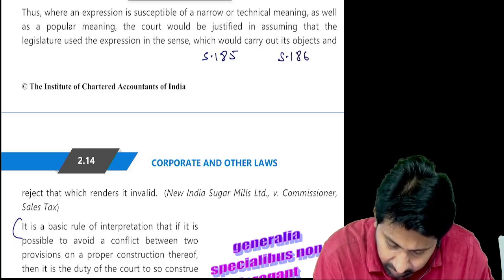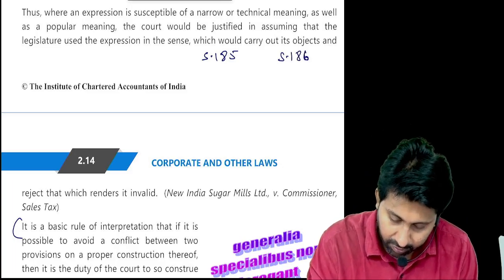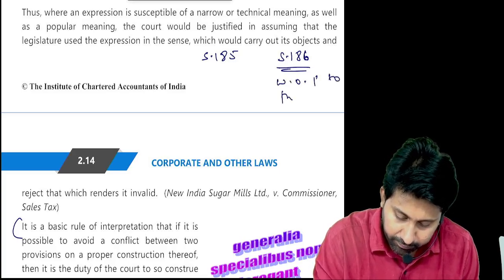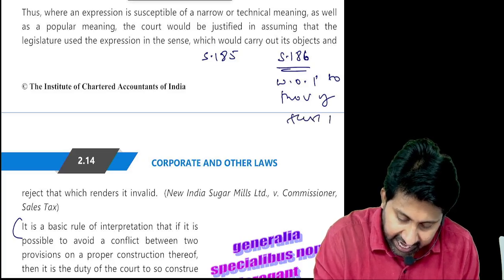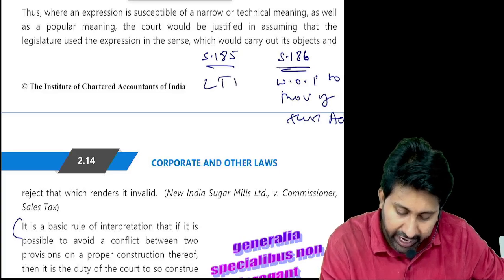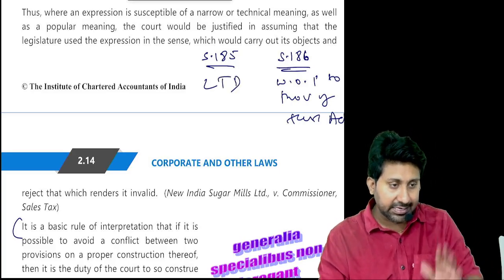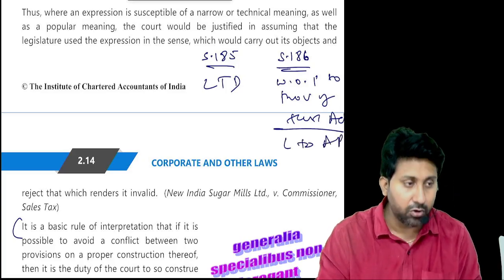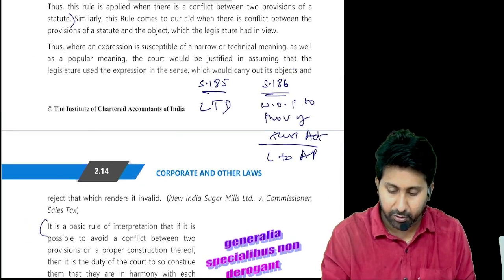185, 186. 186 uses the word "without prejudice to provisions of this act." What is 185? Loans to directors. Loans to directors. This is loan to any person. Loan to any person. Okay.